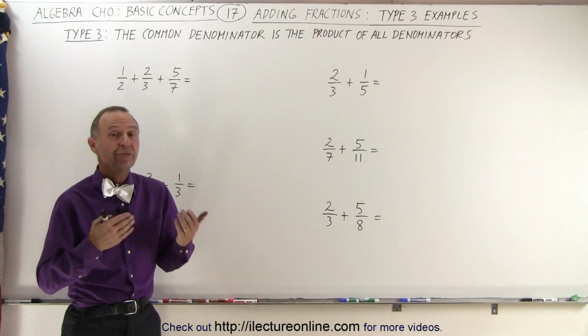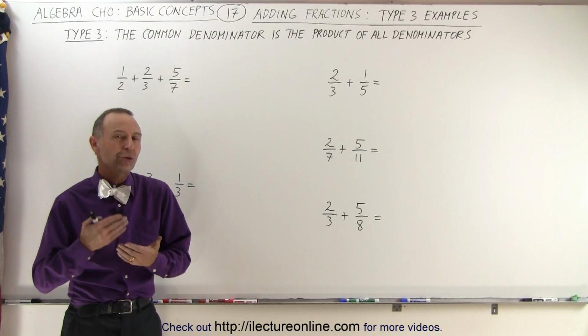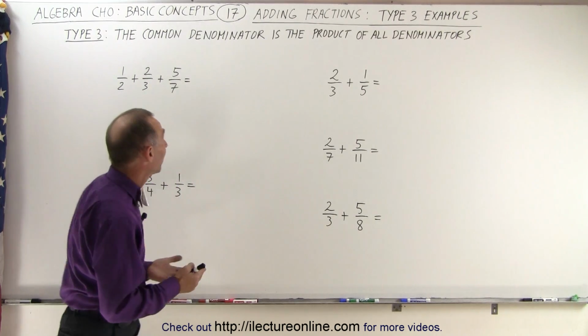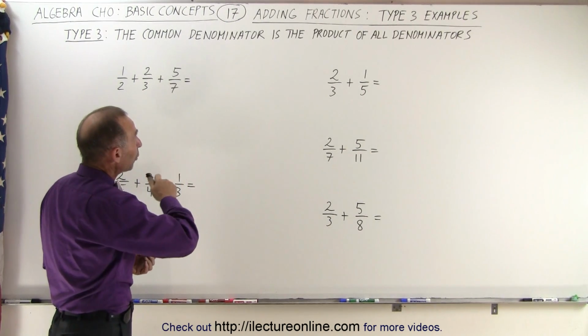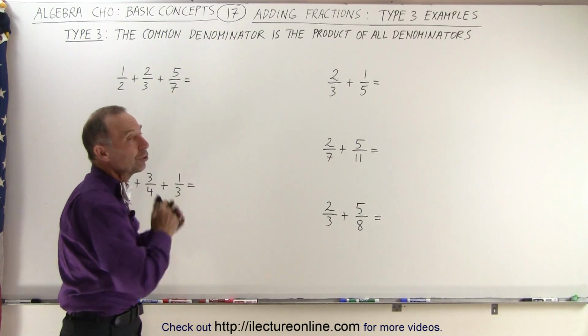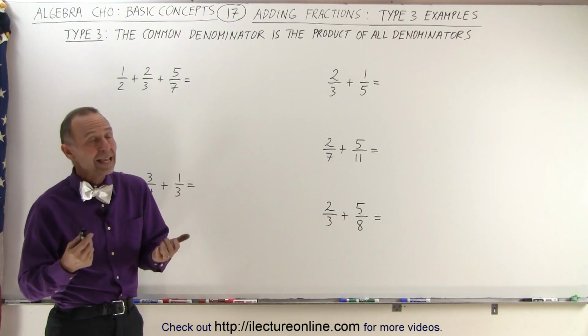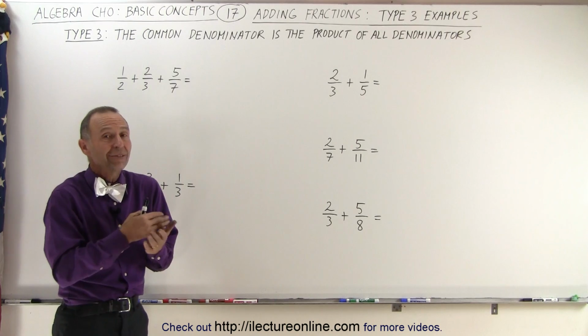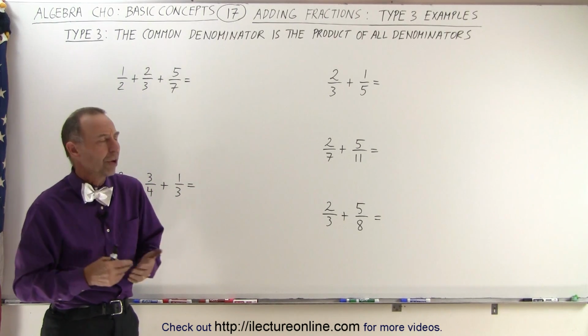Here we have addition of fractions of the third type. The third type means that the common denominator now will become the product of all the denominators. That is the case where the smaller denominators do not fit evenly into the larger denominators.